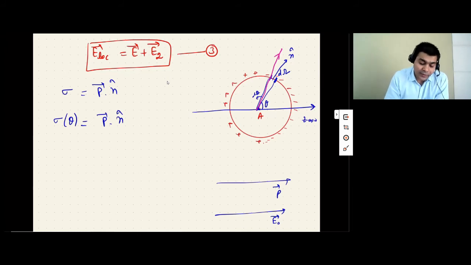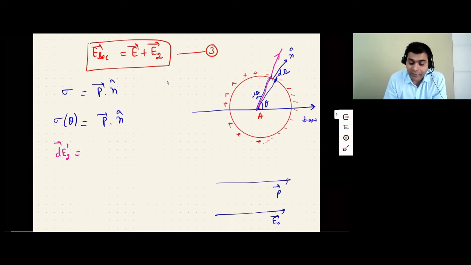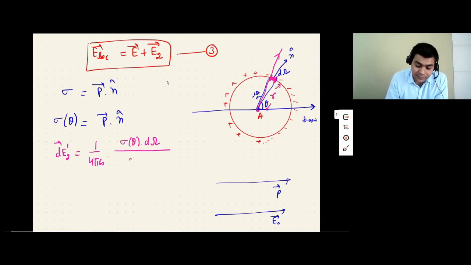So if I calculate my dE2 prime, I call it prime because I will have to take the cosine component later on. I will discuss this. So let me call this dE2 prime. What is dE2 prime? dE2 prime is the electric field due to this d omega surface element that I have just taken, at the center A. So what is that equal to? 1 over 4 pi epsilon naught, q by r square. The charge is the surface charge density sigma theta times the area, divided by the distance. Let's say the radius of this cavity is r, so r square.